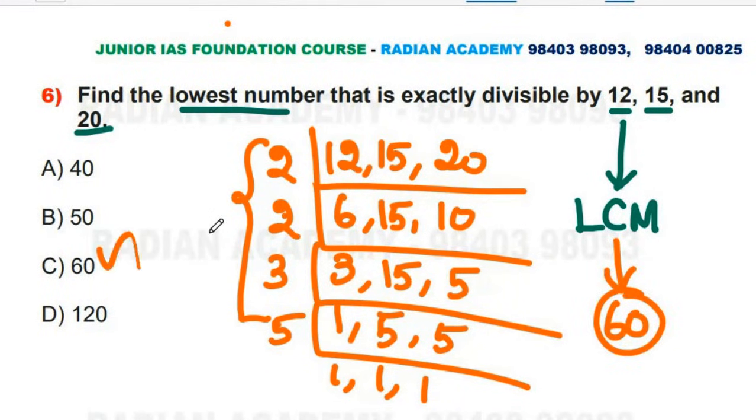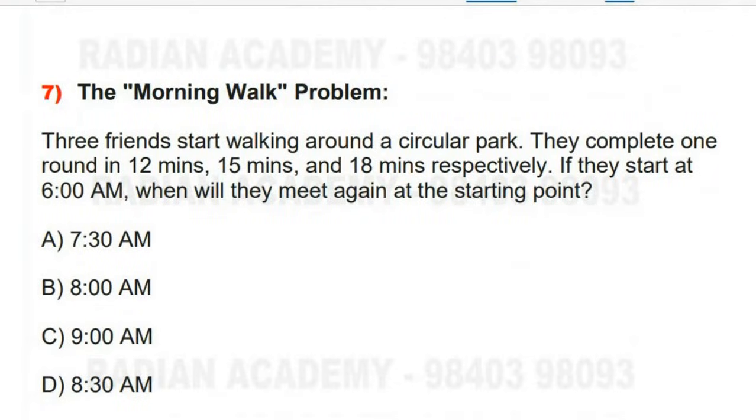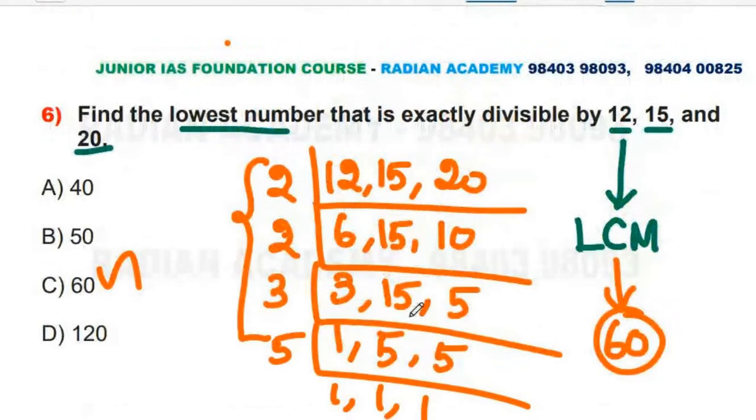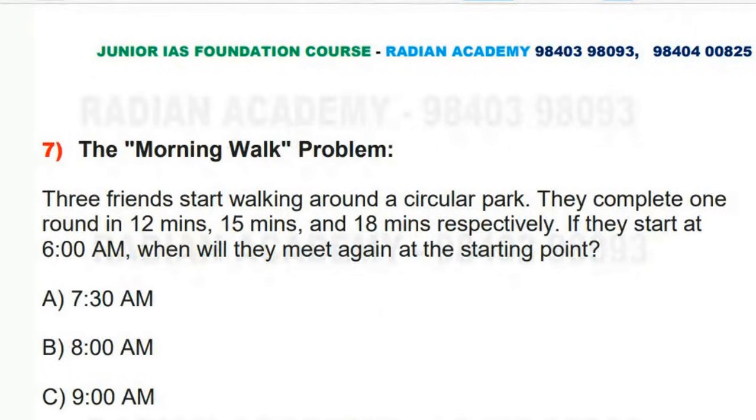Therefore option C. Someone typed option D, 120. Please check your answer again, 60 or 120. 120 is also divisible by 12, 15, 20, but it is not the lowest number. What is asked is the lowest number. The lowest number is 60. There is no number lesser than 60 which is divisible by 12, 15, and 20. Understood? You can say 120 is the second lowest number.